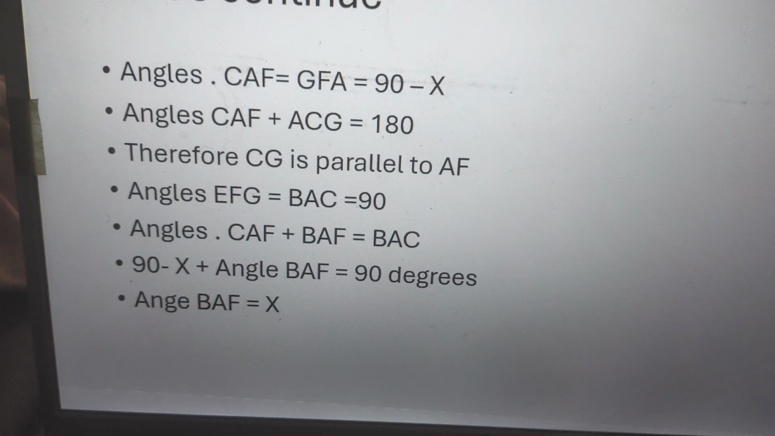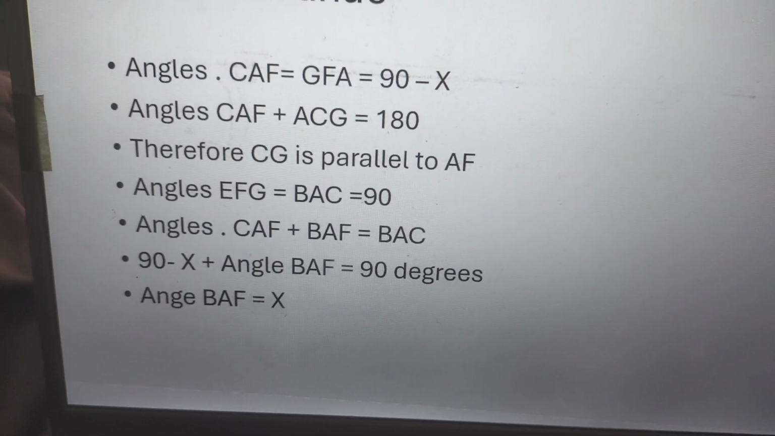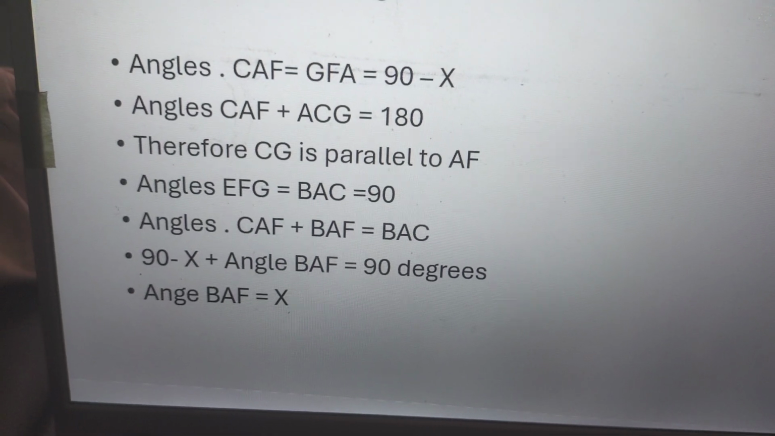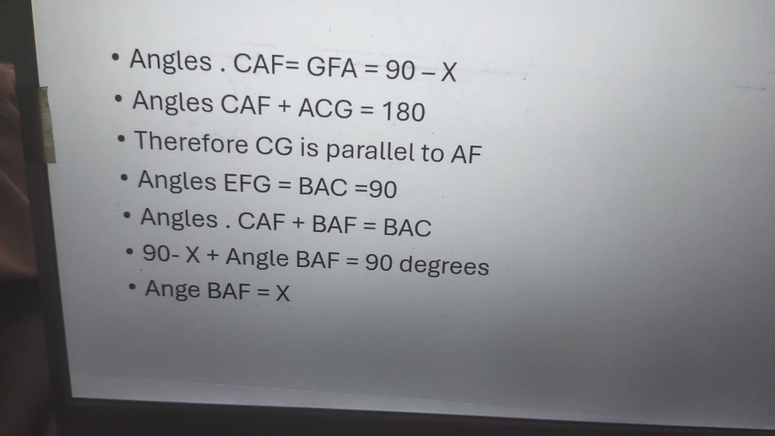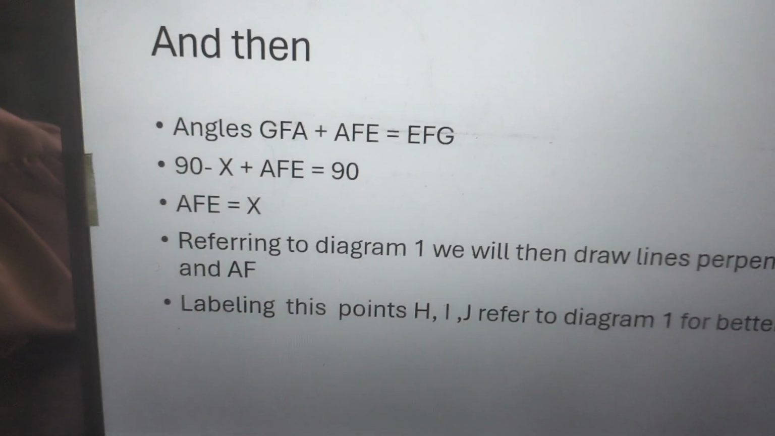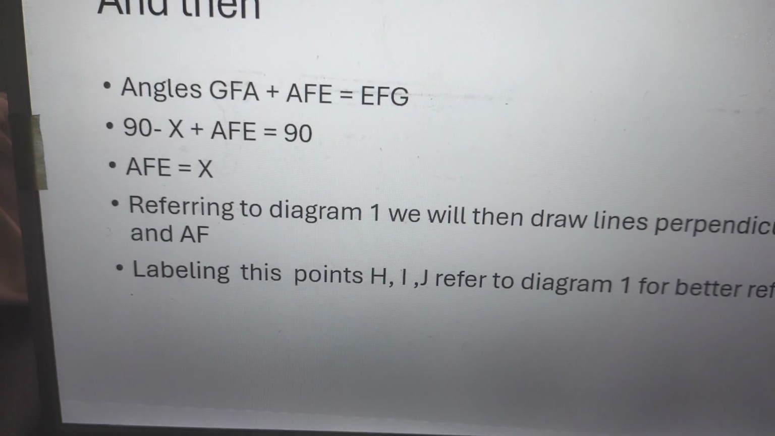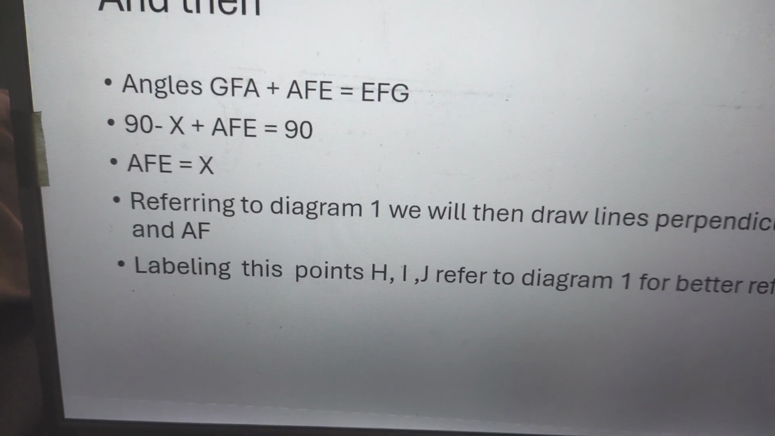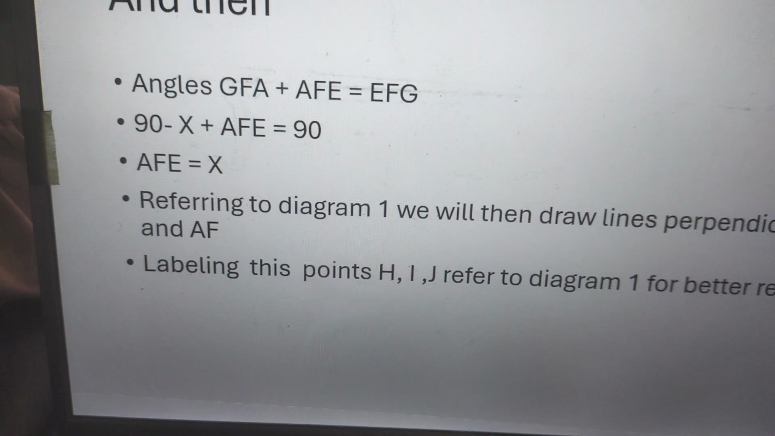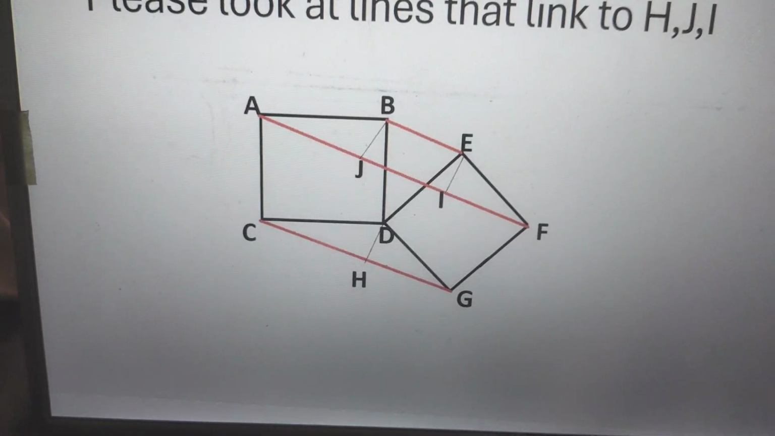Angles EFG equals BAC equals 90 degrees. CAF plus BAF equals BAC. 90 minus x plus angle BAF equals 90 degrees. Therefore, BAF equals x. We can then solve these ones. Angles GFA plus AFE equals EFG. We then solve and get AFE equals x.